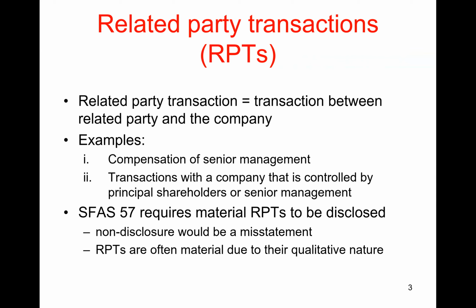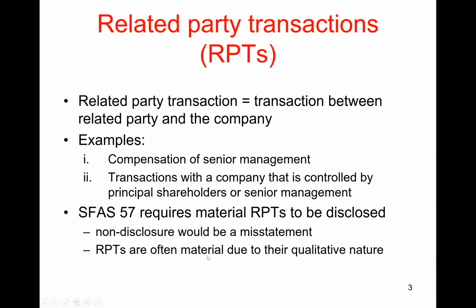With these related party transactions, if they are material, that is, if they are expected to influence the decision of a financial statement user, then they need to be disclosed. What that means is that if they're not disclosed, that would be a misstatement of the financial statements. In particular, it would be a misstatement of the notes in the financial statements, because the notes are required to provide disclosures about related party transactions.